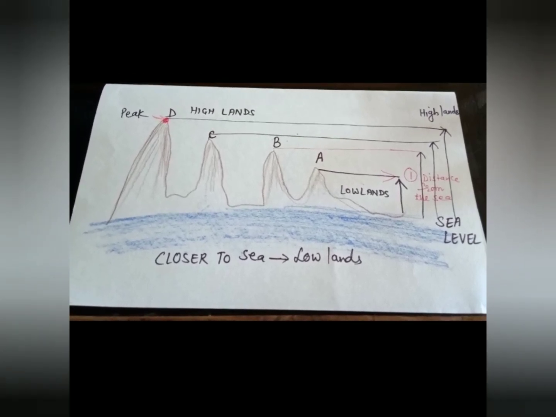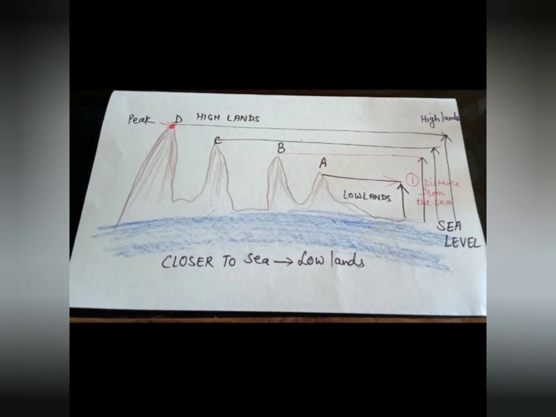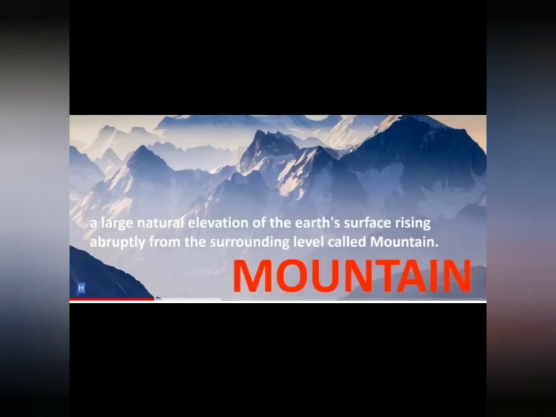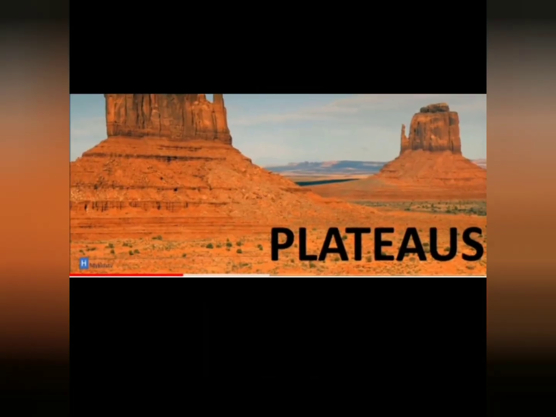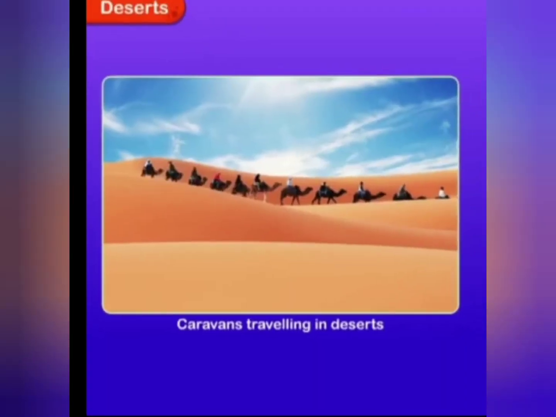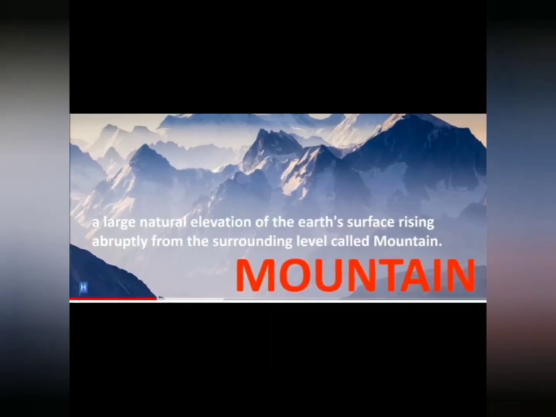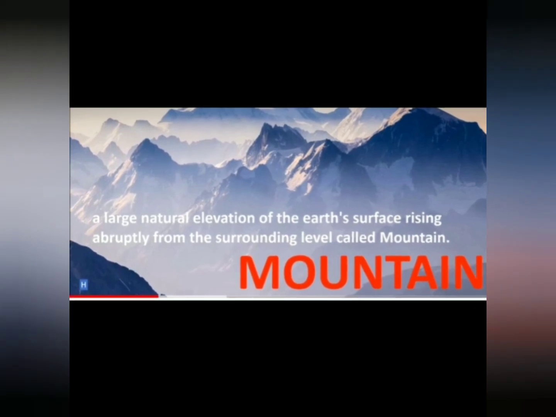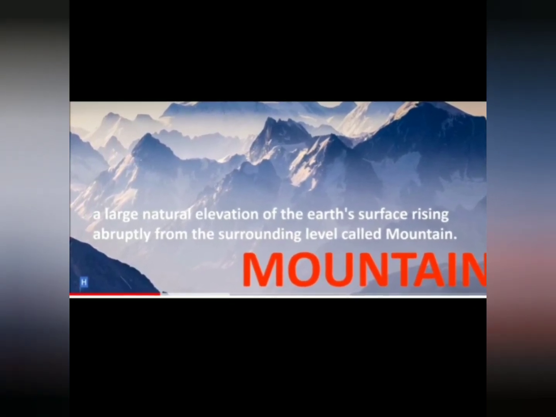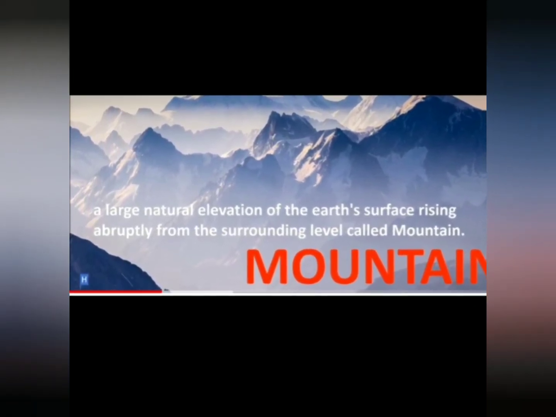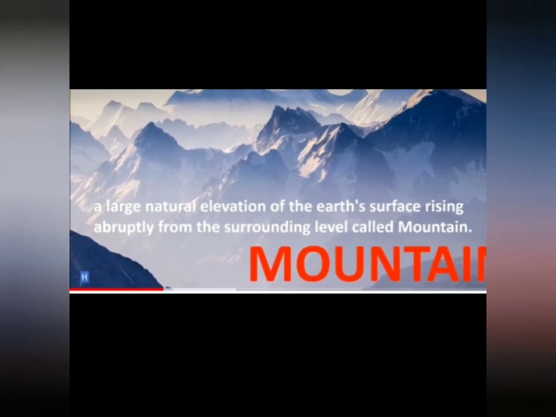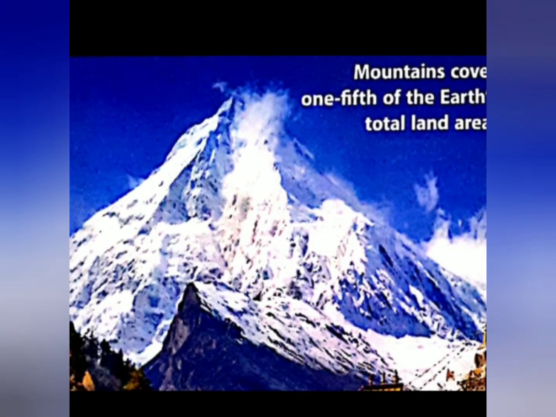So in this chapter we are going to cover major landforms. Major landforms means mountains. We will talk about plateaus, plains, deserts and rivers. One by one I will explain all these terms to you. First of all, let us come to mountains. Mountains are very high and gigantic. They cover 1/5 of the earth's total land area.